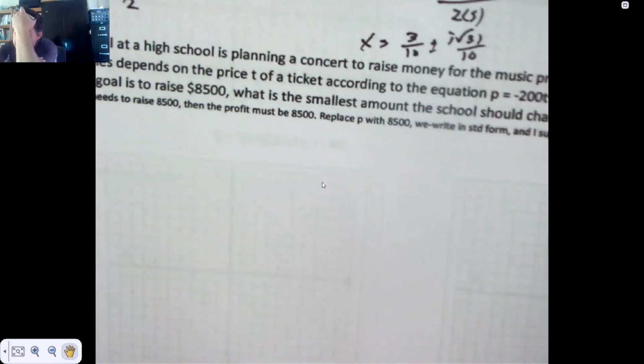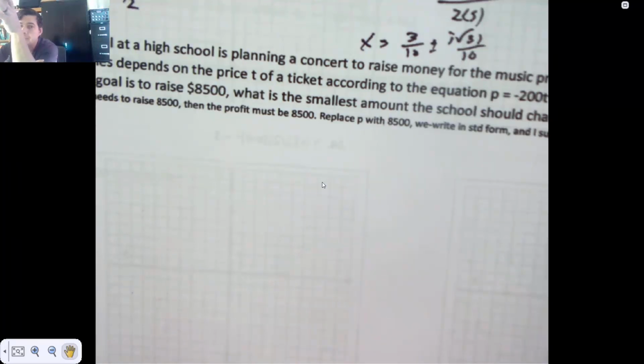So a principal at a high school was planning a concert to raise money for the music program. I could see Coach K doing this, right? First off, it's music. He determines the profit P from ticket sales depends upon the price T of a ticket according to the equation P is negative 200T squared plus 3600T minus 6400. Coach K learned this once upon a time. He's actually pretty good at math, but nowadays I don't think so. All amounts are in dollars.